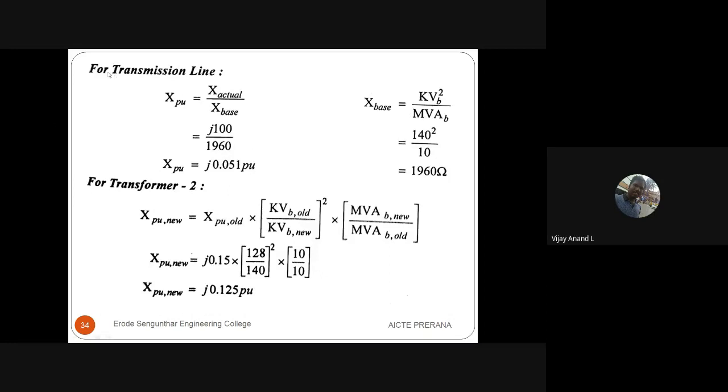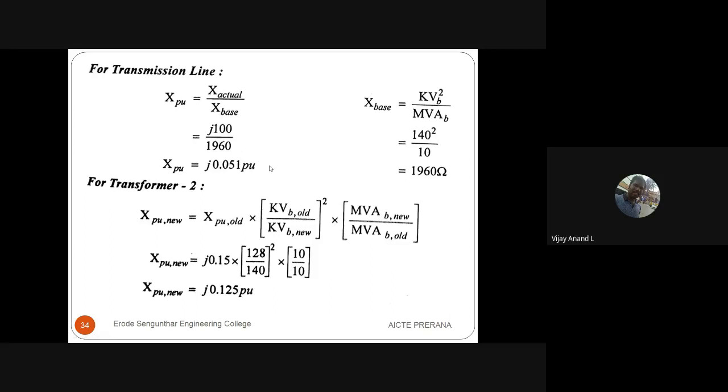Then for the transmission line, XPU is equal to X actual divided by X base. We know that X base is equal to KVB square divided by MVAB. That is equal to 140 square divided by 10. So finally, the X base value is 1960 ohm. Substituting this value, we get XPU is equal to j100 divided by 1960. XPU is equal to j0.051 per unit, which is the final answer for the transmission line.